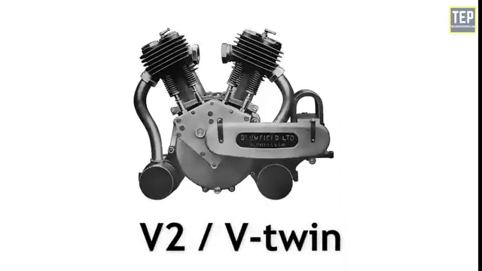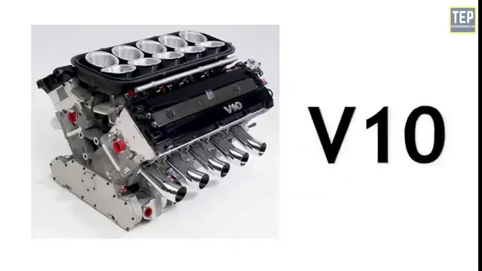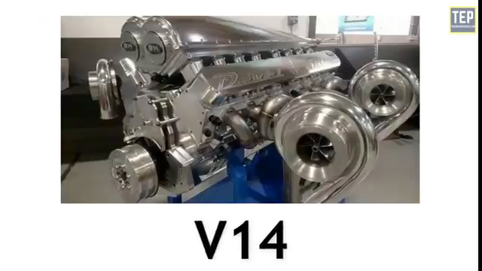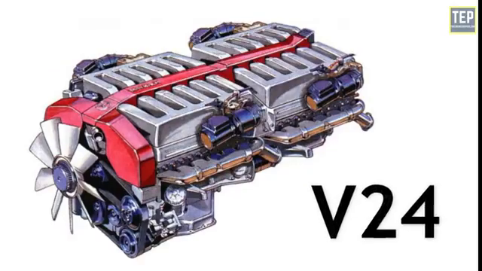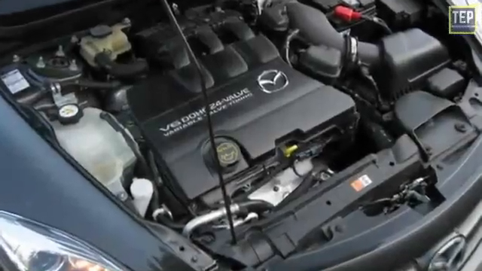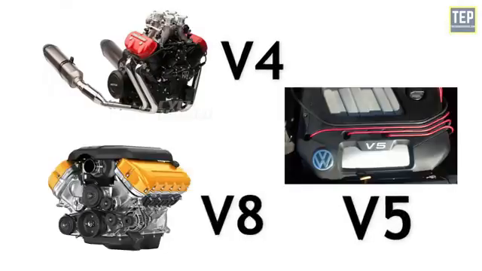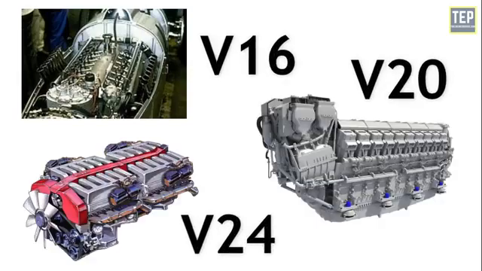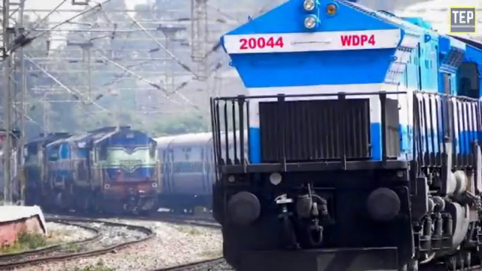Types of V-engines which have reached production are V2 or V-twin, V3, V4, V5, V6, V8, V10, V12, V14, V16, V18, V20, and V24. V6, V8, and V12 engines are the most common layout for automobile engines. V2 engines are used in some motorcycles, and V4, V5, and V8 engines are also used in bikes. V16, V20, and V24 are quite uncommon in automobile use and are restricted to mainly large truck and locomotive usage with some exceptions.